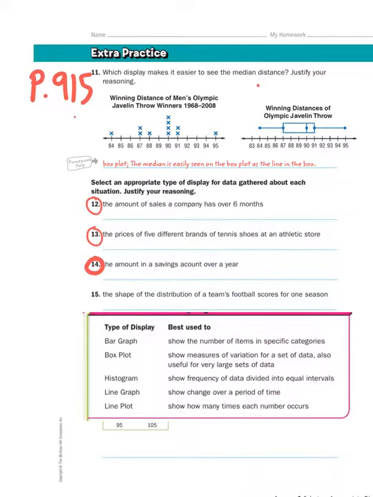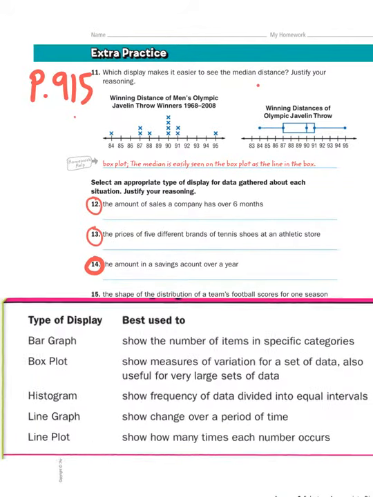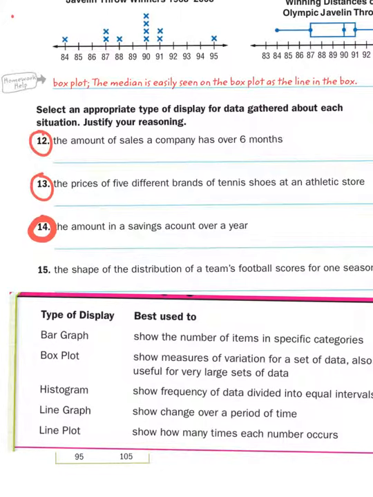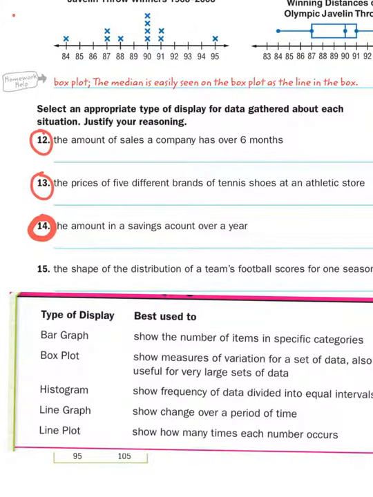Hey guys, this is the end of chapter 12 review, and we're going to be working on some problems throughout different pages. So right now you should be on page 915. Now, if you're watching this, you should have already done number 12, 13, and 14 on your own, and you should be just checking your answer. So in 12, 13, and 14, you had to select an appropriate type of display and then justify your reasoning.